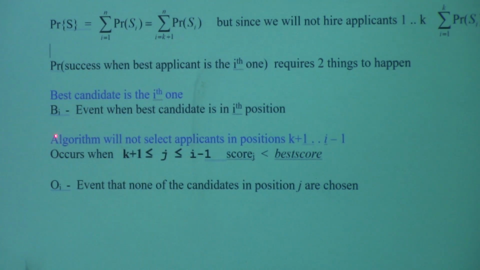So now we will define event O sub I. O sub I is the event that none of the candidates in positions k plus 1 through I minus 1 are chosen. So O sub I is the event that none of the people in positions k plus 1 to I minus 1 are chosen. And B sub I is the event that the best candidate is in the ith position. Okay, so now we want to put some numbers to that.